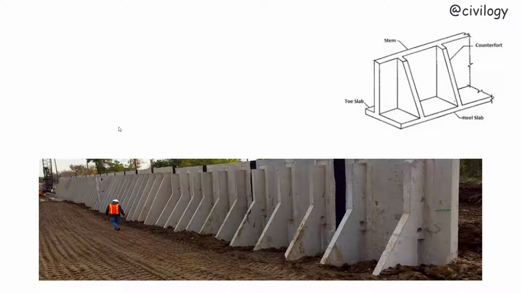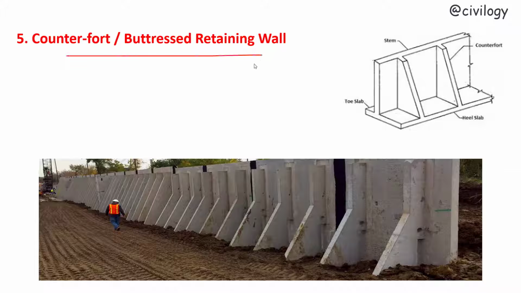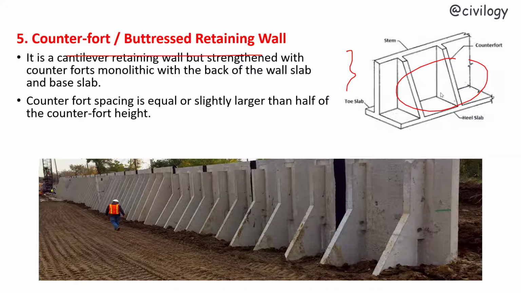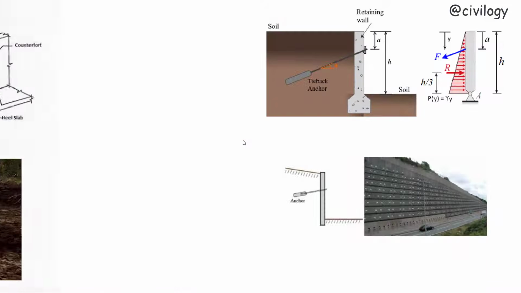Next, counterfort or buttressed retaining wall. It is a cantilever wall but strengthened with counterforts, monolithic with the back of the wall slab and base slab. The spacing between these counterforts is equal to the height of the counterfort or greater than half of its height. Counterfort wall height ranges from 8 to 12 meters.